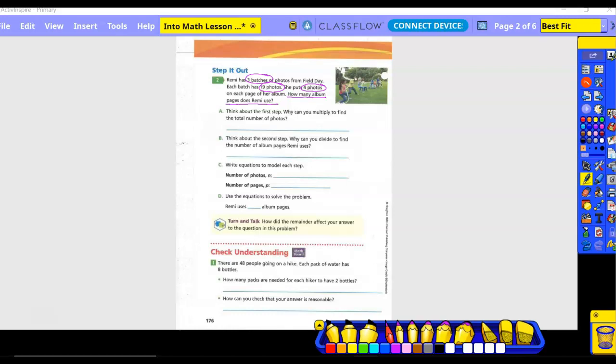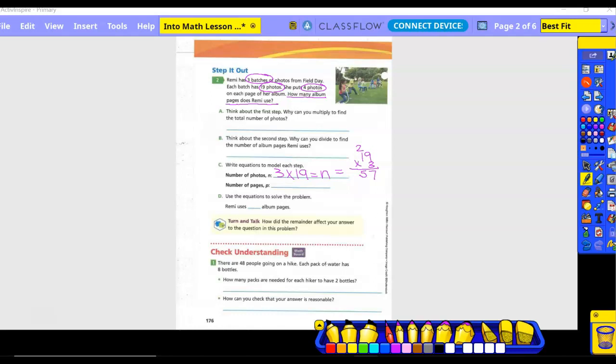Okay, so what would be our equation for the total number of photos? 3 times 19 equals n, right? For the total number. Okay, so what is 19 times 3? So 3 times 9 is 27. So I'm going to put a 7 and carry my 2. 3 times 1 is 3 plus 2 is 5. Okay, so 57. So there's 57 total photos.